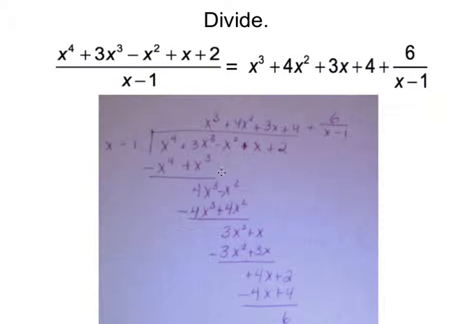And again, I ask myself the question, what times x is 4x to the third? The answer to that is 4x squared. Multiply it out, and then I change the signs and add, bring down the x, and I repeat the process until I finally get to a place where I have nothing left to bring down, and that's the remainder. So my remainder is 6, and I write it up here, 6 over x minus 1.